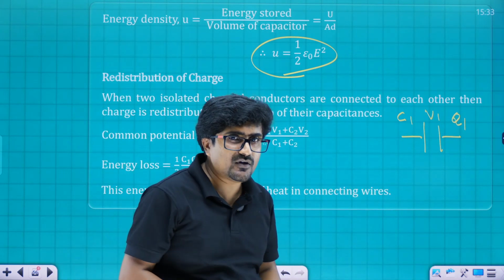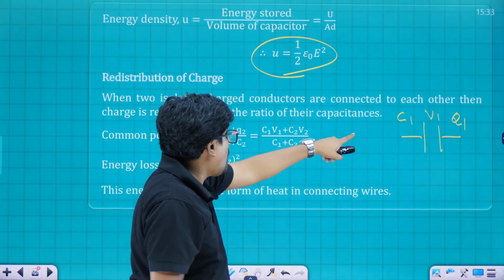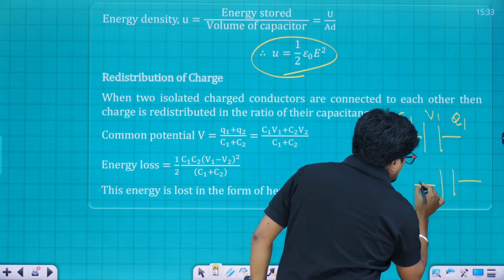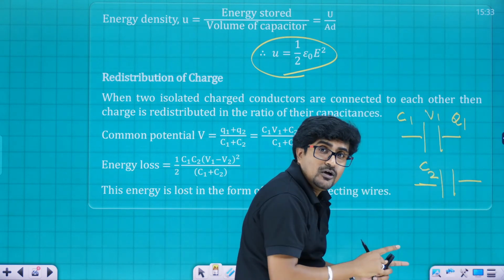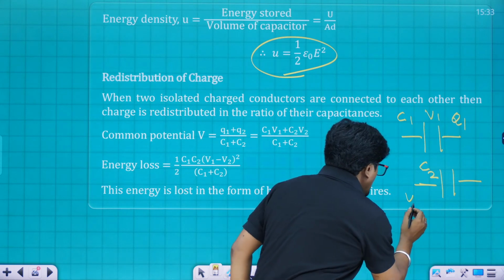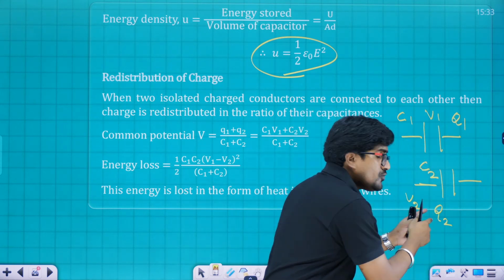A capacitor of capacitance C1 was connected across a potential V1. As a result, it has got a charge of Q1. And now I have another capacitor of capacitance C2. This time it was connected across a potential difference of V2, and then it got a charge of Q2.